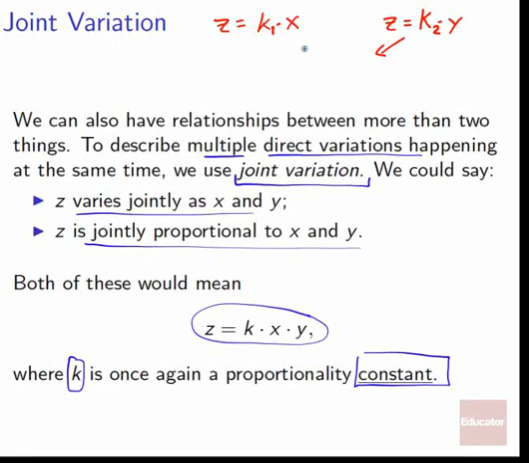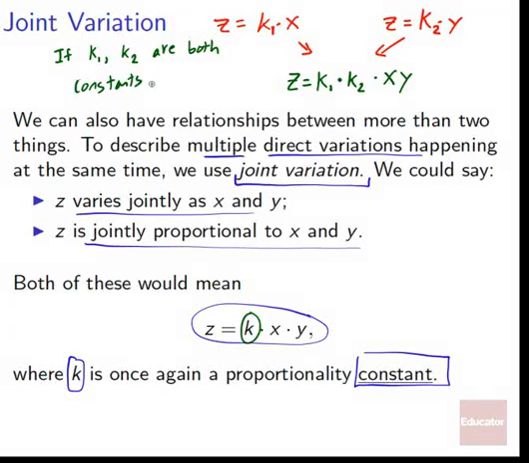So if we put these together, we'd really get z equals k1 times k2 times xy, right? We can put those constants together, k1 and k2. So why is it that it just shows up as just k as opposed to two constants? Well, remember, if k1 and k2 are both constants, then that means that when we multiply them together, k1 times k2 is constant as well. So if k1 times k2 is just a constant, let's just give it a new name and say k1 times k2 equals just k, and that's why we only have to see k there.